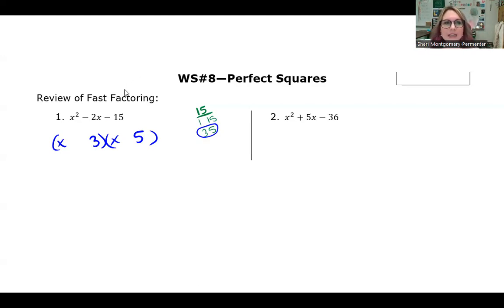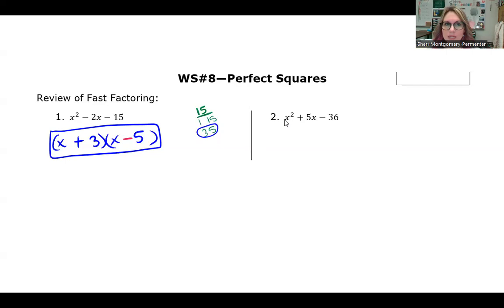To figure out the sign, the middle term is negative. So my bigger number needs to be negative. If I have -5, would I add or subtract 3 to make -2? Add. And that is how I fast factor.